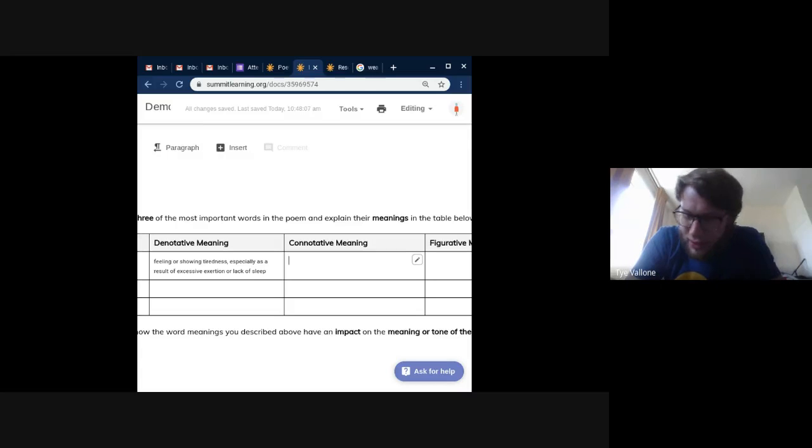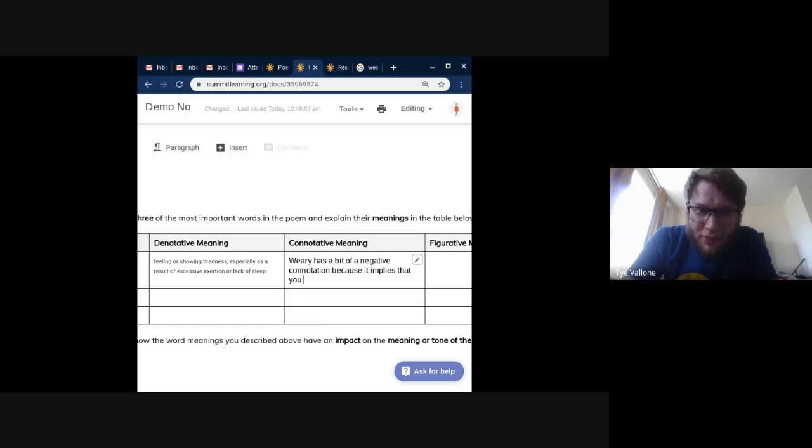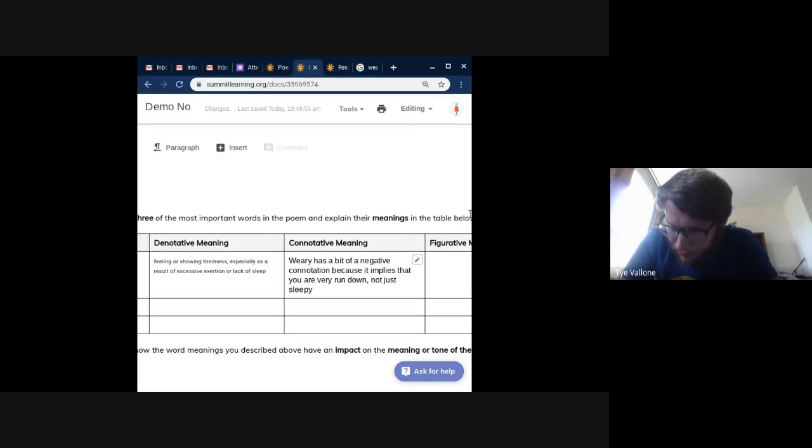So connotative meaning, we can say weary has a bit of a negative connotation, because it implies that you are run down. It could give you a lot of different definitions to it. Are you talking about for the denotative one or for the connotative one, Modesty? Which one do you mean? Connotative. Yeah, so that could be the case.